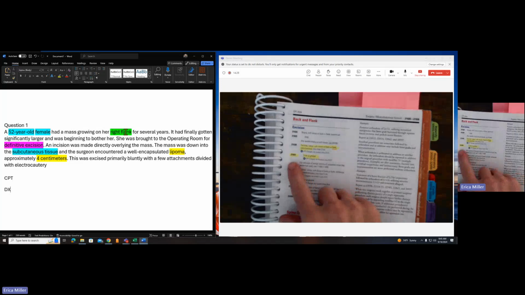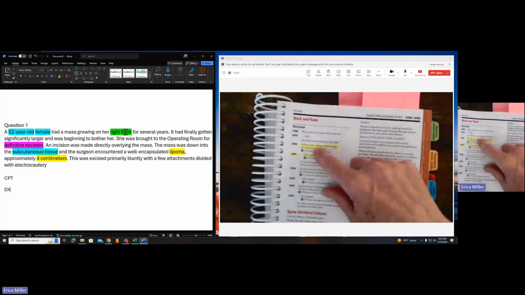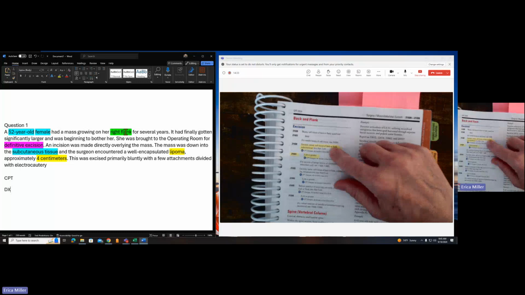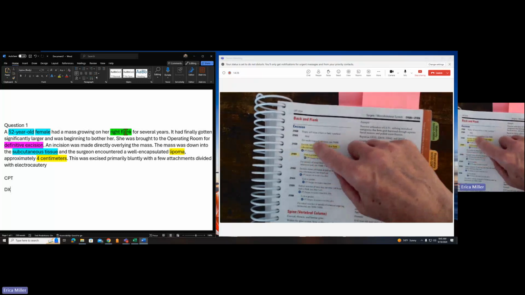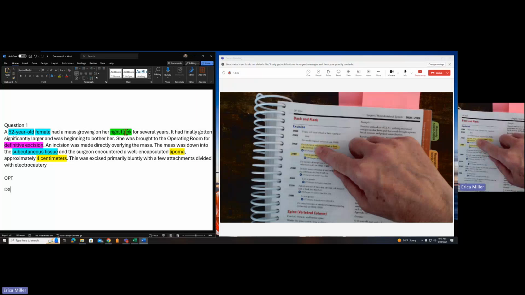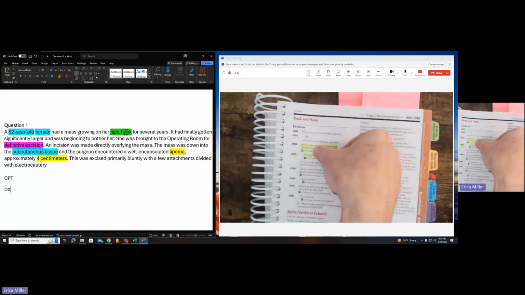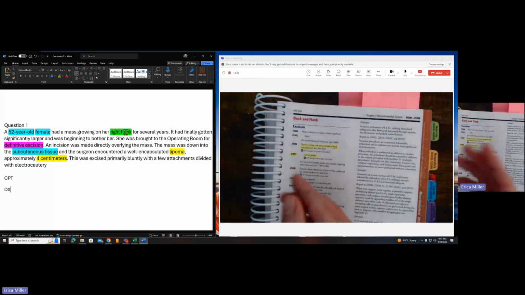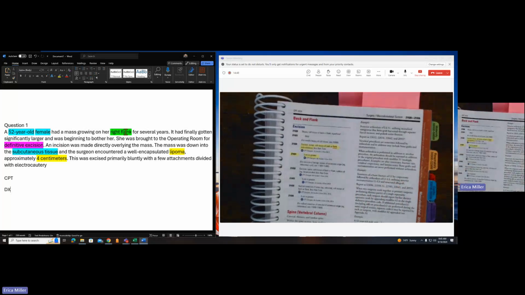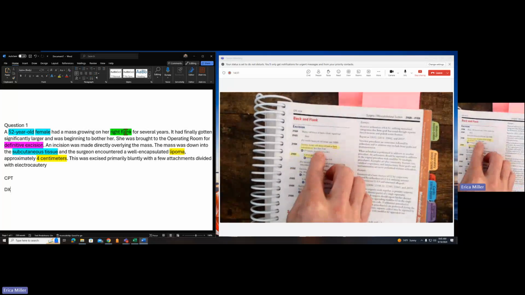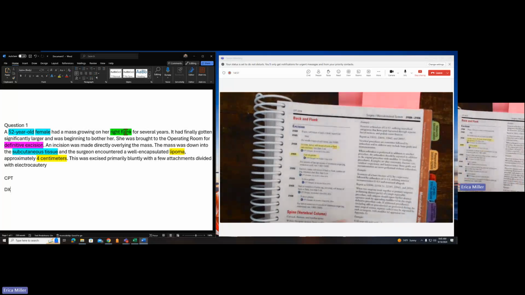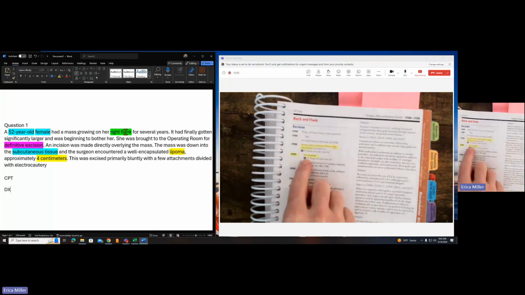So all that means is we need to look at our variation or our alternative code. Your alternate codes are always after that semicolon. Remember, this is going to be your parent code up to the semicolon, and then anything after that is a specific type of that service. So 21930 would be for an excision of a tumor. Remember, tumor, mass, lipoma can be used interchangeably.